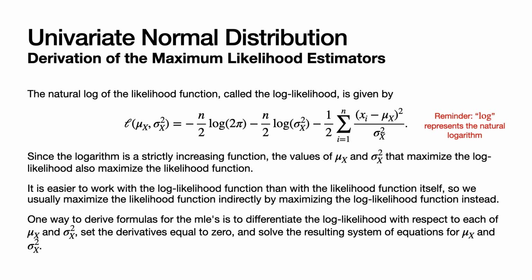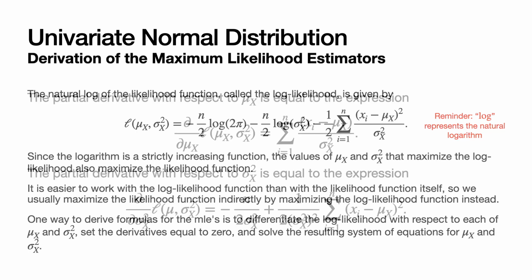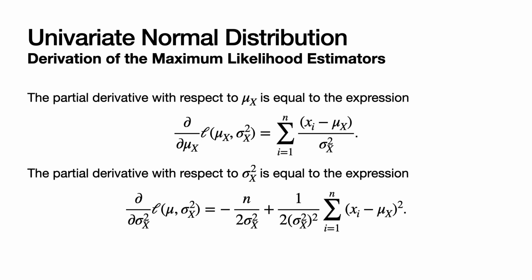One way to derive formulas for the MLEs is to differentiate the log likelihood function with respect to each of mu sub x and sigma squared sub x, set the derivatives equal to 0, and then solve the resulting system of equations for mu sub x and sigma squared sub x. The partial derivative of the log likelihood function with respect to mu sub x is equal to the following expression: the sum i going from 1 to n of the ratio of the difference between x sub i and mu sub x divided by sigma squared sub x.